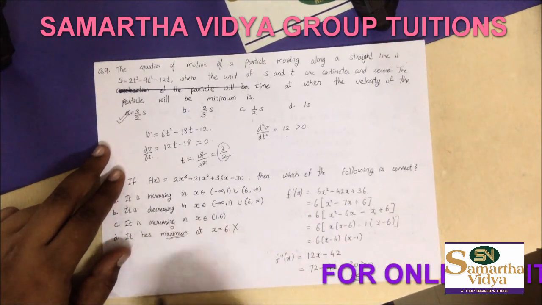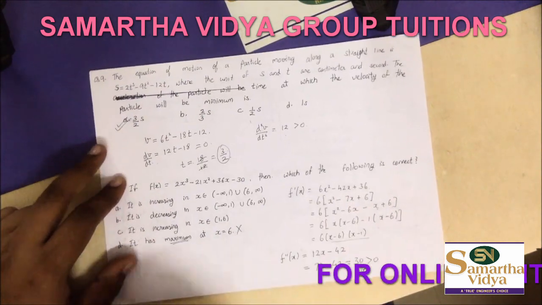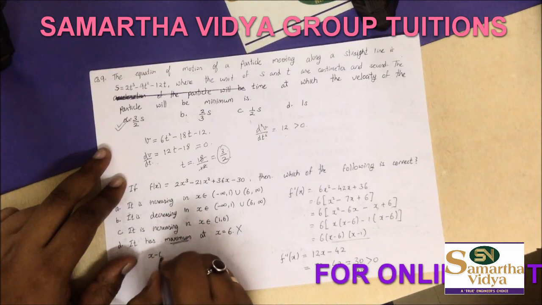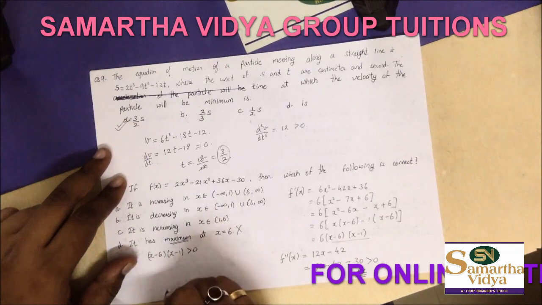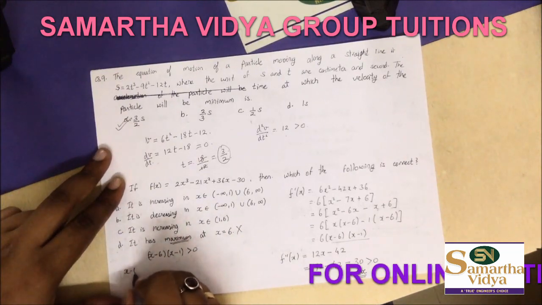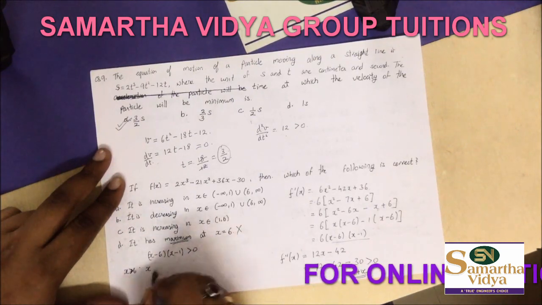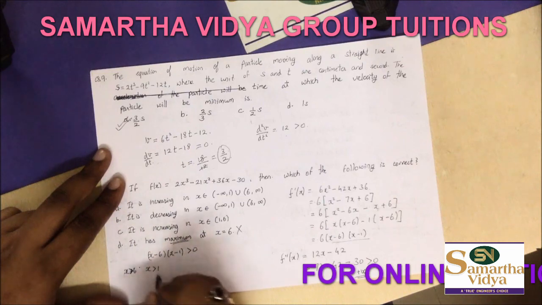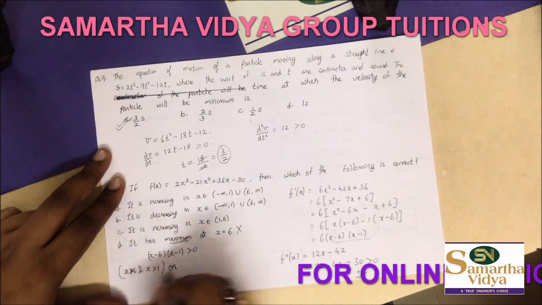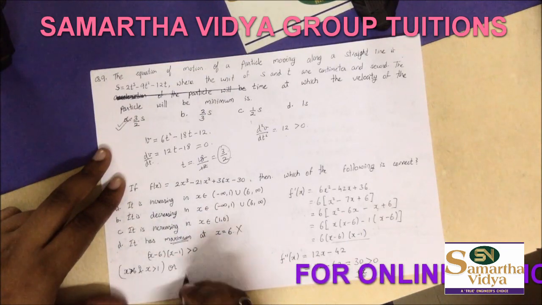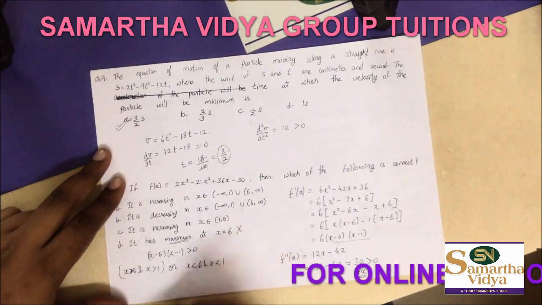Now checking whether it is increasing or decreasing. Let's just check first for increasing. If I want the function to be increasing, that means the product of x minus 6 and x minus 1 should be greater than 0. That means x minus 6 should be greater than 0, that is x is greater than 6, and x minus 1 should be greater than 0, that is x should be greater than 1. This is an AND option, and for OR, both of them should be negative. That means x should be less than 6, or x should be less than 1.